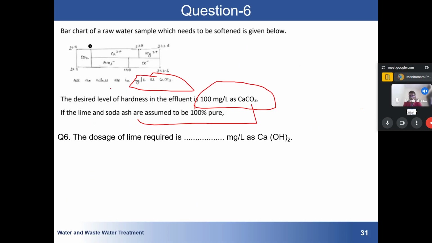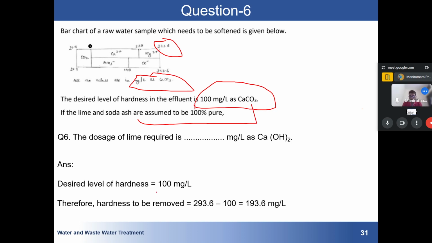The question is, you know this is 293, and you have to come down to 100 milligram per liter as CaCO3. So how much hardness do I have to remove? That is 293.6 minus 100, so about 193 is the amount of hardness I have to remove. So the question is how much calcium hydroxide, meaning how much lime, I have to add. The desired level of hardness is 100 milligram per liter. I have to write it here.